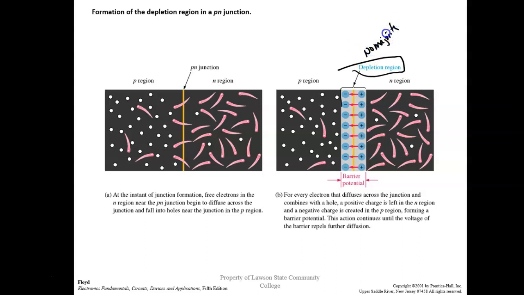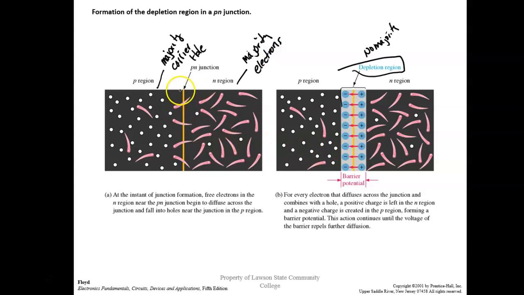We call them majority carriers. So inside the P region, the majority carriers are what we call holes. These are holes. And what is a hole? It's the absence of an electron in the covalent bond, right? You understand that? Over here, the majority carriers are electrons.